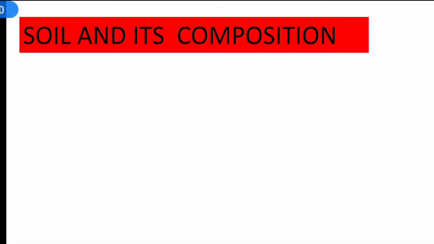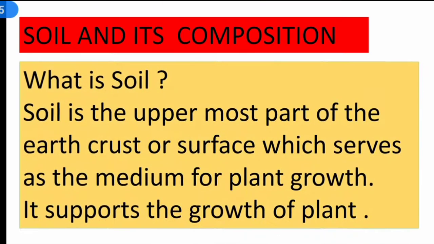First, I want to look at the meaning of soil. What is soil? Soil is the uppermost part of the earth's surface in which plants are grown, or it serves as a medium for plant growth.